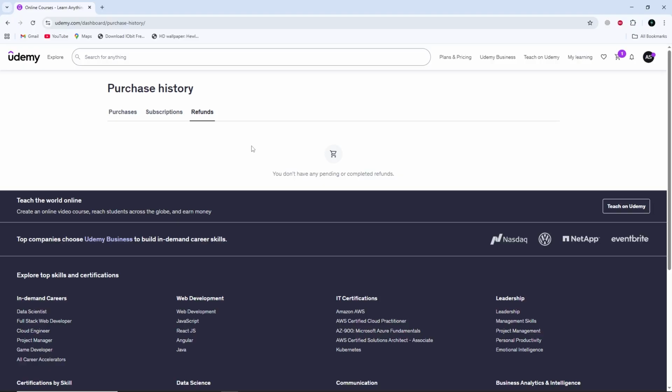Make sure you select Original Payment Method instead of Udemy credits. When you choose Original Payment Method, the refund will go back to the same payment method you used to buy the course. This could be your bank account, debit card, or credit card depending on how you paid. This will help you avoid receiving non-transferable Udemy credits in the future.